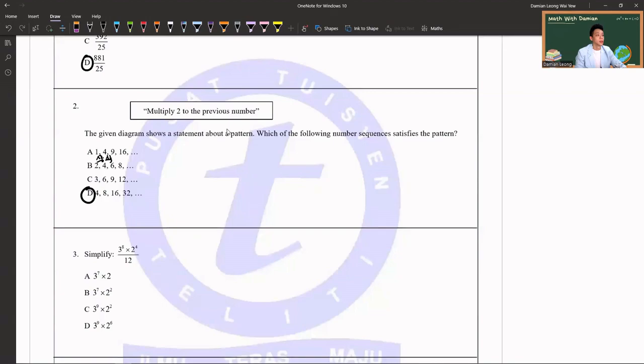Yeah, this pattern is actually plus 3 and this pattern is actually plus 2. Whereas this one is square numbers: 1 square, 2 square, 3 square, 4 square.